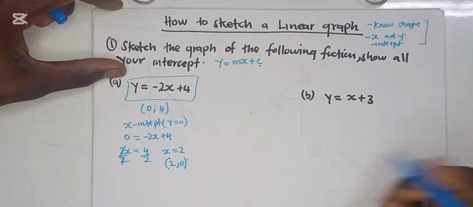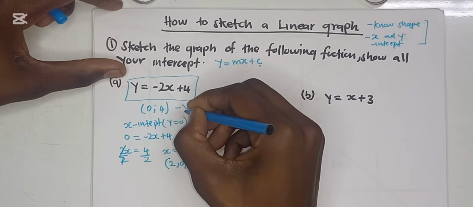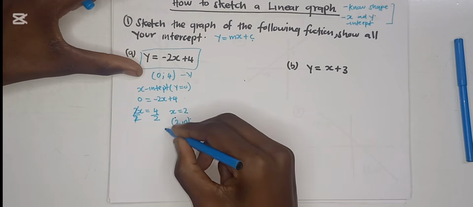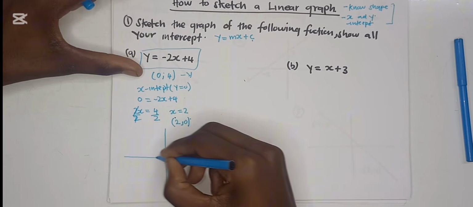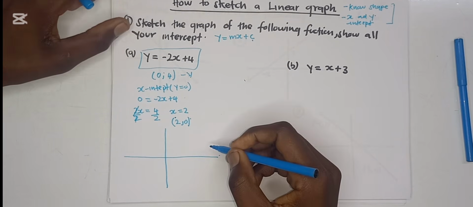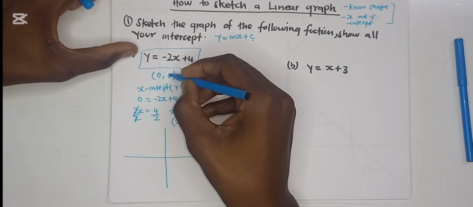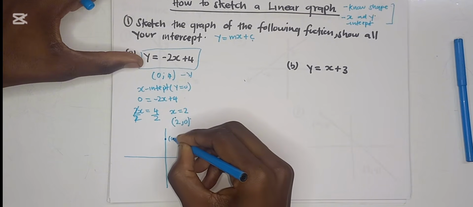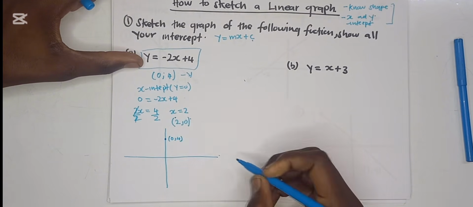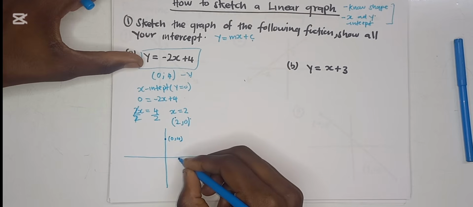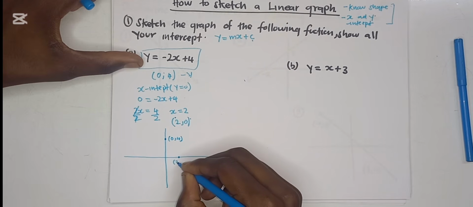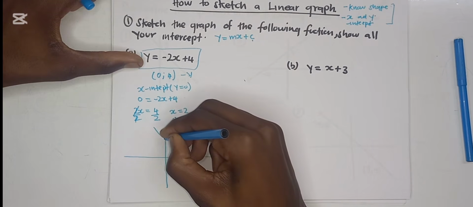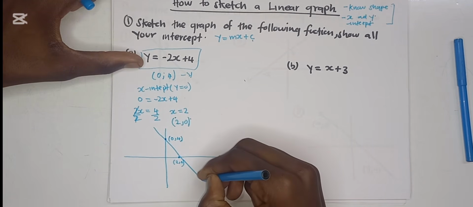Since you have the y-intercept and the x-intercept, you can draw your graph. Let me try to draw it here. Let's locate our points. 0 and 4, where does it intersect? 4 can be found here, so (0, 4) is there. And what about (2, 0)? (2, 0) is something like here. So now we can sketch our graph, which is like this.